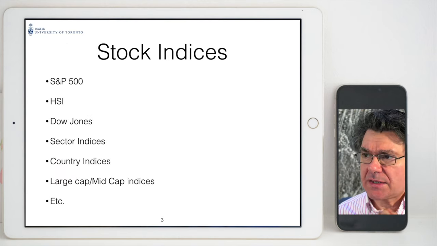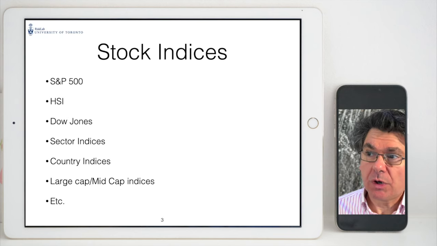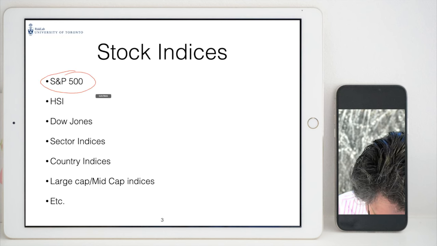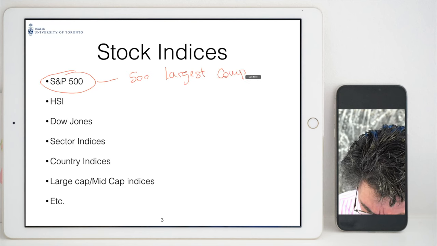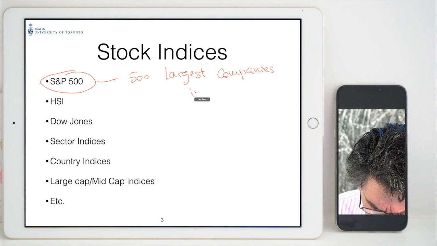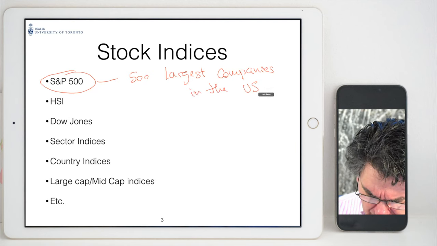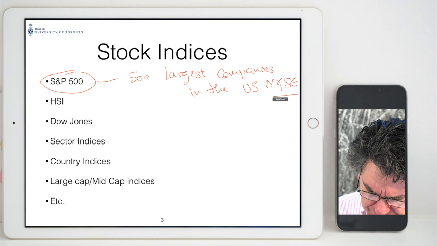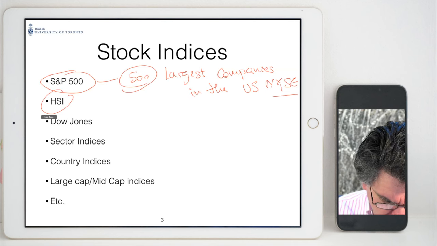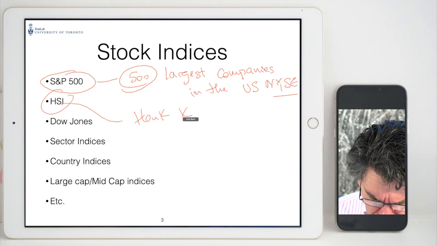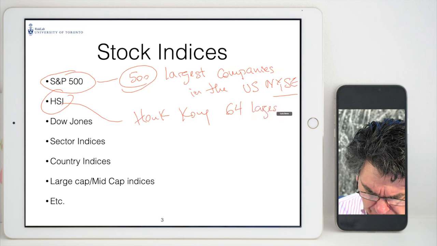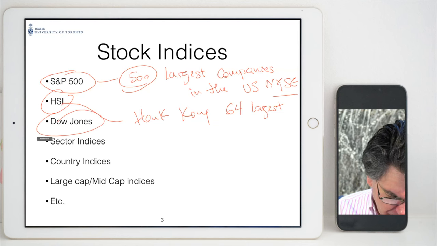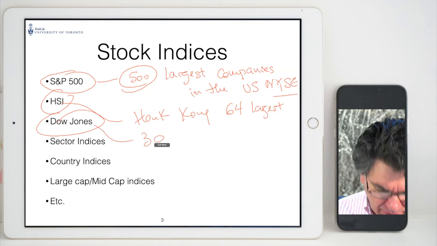So these are some of the indices that exist out there. I don't know how well you know these ones. This one is one of the most popular. It is the 500 largest companies in the United States, actually in the New York Exchange, 500 largest companies. This one is in Hong Kong. I believe it's the 64 largest companies in Hong Kong. Dow Jones is the largest 30, and so on and so forth.